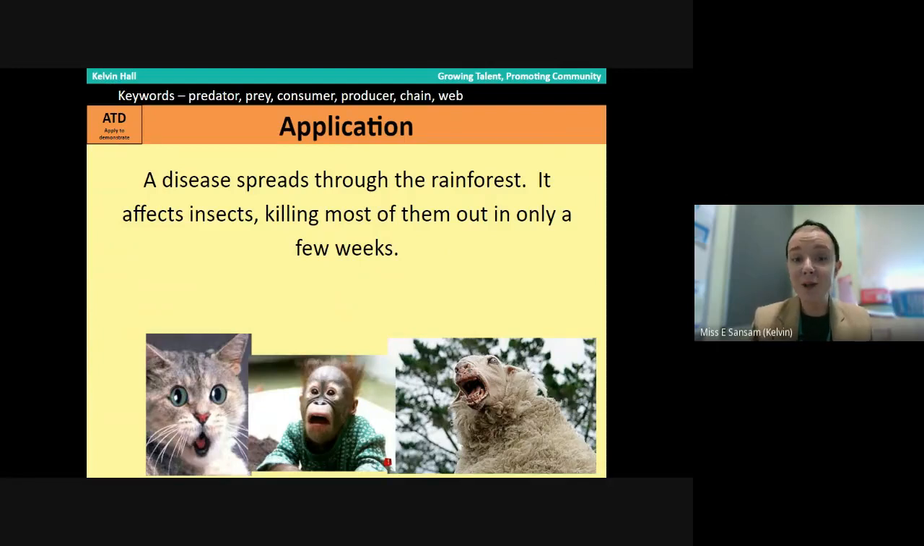So just to give you some backstory then. I've got a disease, it's spreading through the rainforest and it's affecting the insects. And it's killing most of them out in only a few weeks. So relatively speaking, that's very, very quickly.